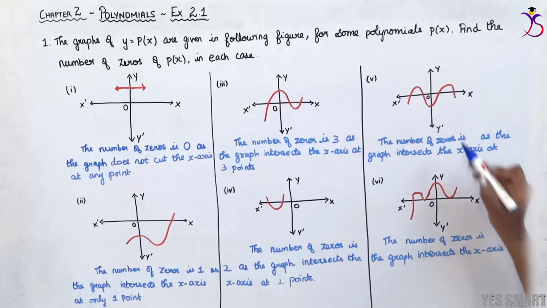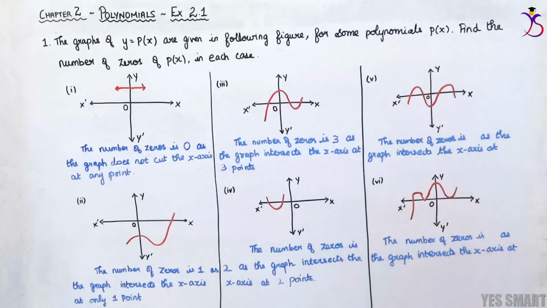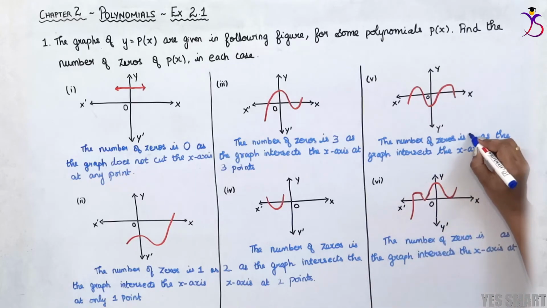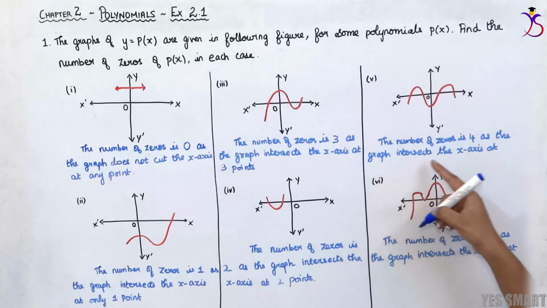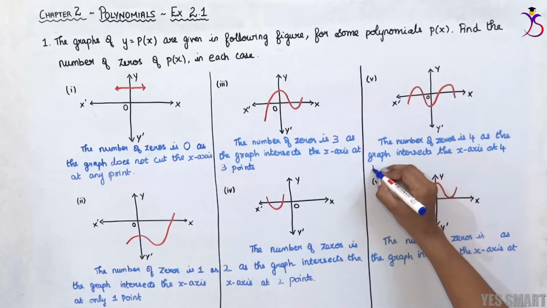Fifth subdivision. On observing the graph, 1, 2, 3, 4. The graph touches the x-axis at 4 places. Therefore, the number of zeros is 4 as the graph intersects the x-axis at 4 points.